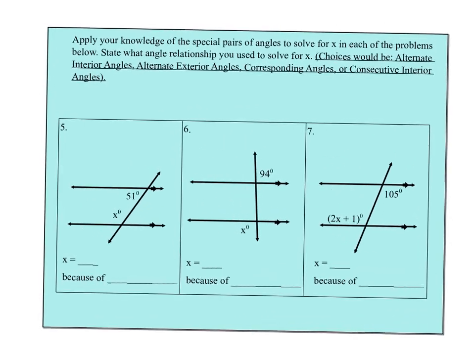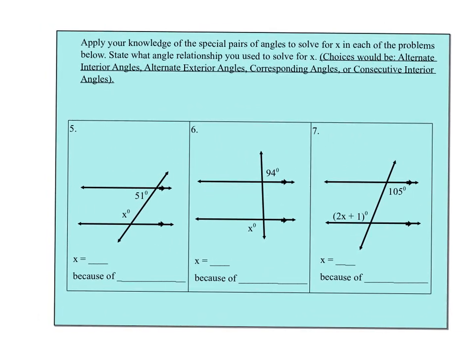So now, let's kind of flip this around. We got to see if we can recognize the relationship that we have. So if you consider number 5, if I look where they are, they're going to be on the interior, and they're going to both be on the same side. Okay, so that's going to be the consecutive interior.